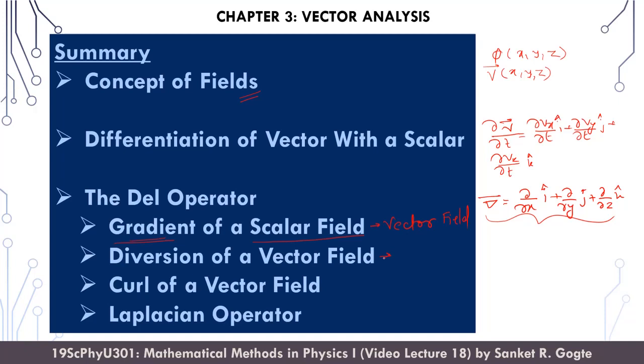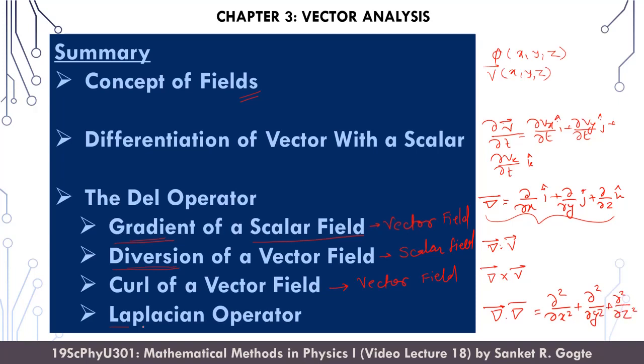Then when you consider the dot product operation of del with a vector, del dot v, it is called the divergence of that vector field, and this gives us a scalar field as the output of the operation. And finally we considered the curl, which means we are taking the cross product between the del operator and the vector. This operation gives us a vector field again. The Laplacian operator is basically the dot product of del with itself, and therefore it is ∂²/∂x² plus ∂²/∂y² plus ∂²/∂z². So the Laplacian operator is a scalar operator and it is a second order differentiation operator.